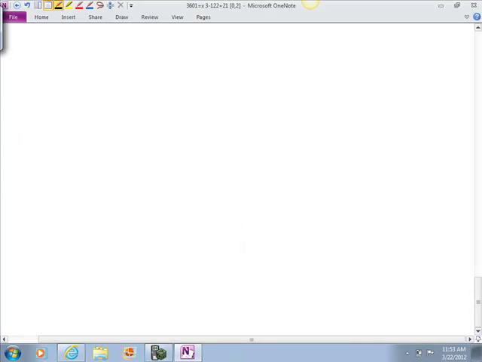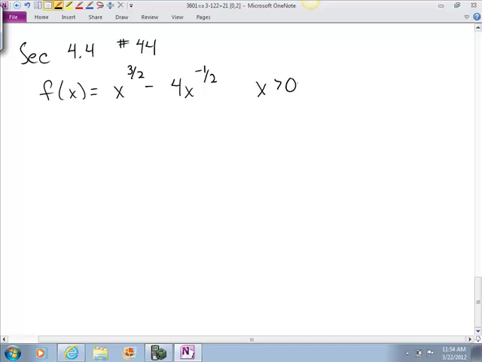So we'll look at section 4.4, number 44. It says f of x is equal to x to the 3/2 minus 4x to the negative 1/2 for x greater than 0. Obviously they have that domain restriction because you can't take the square root of a negative number.